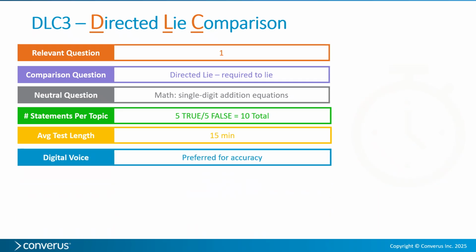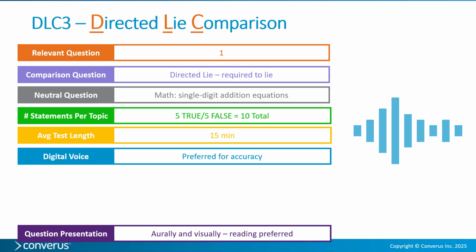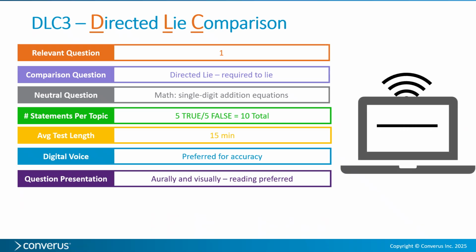A digital voice is not required, but it is preferred for accuracy. The lab study was conducted with the use of a digital voice, so to run a test without one is not recommended. If there is one, it will read the entire test aloud. The questions are therefore presented orally and visually by the computer. Without a digital voice, reading would be required. With one, it would still be preferred since that was how the lab study was conducted.